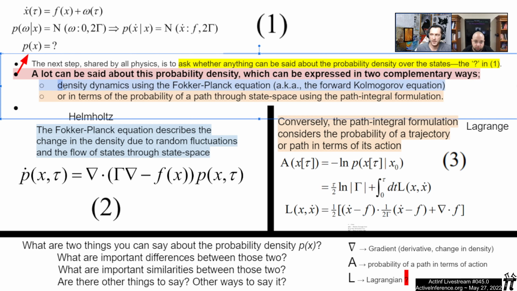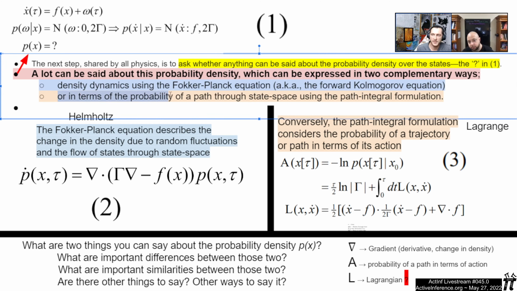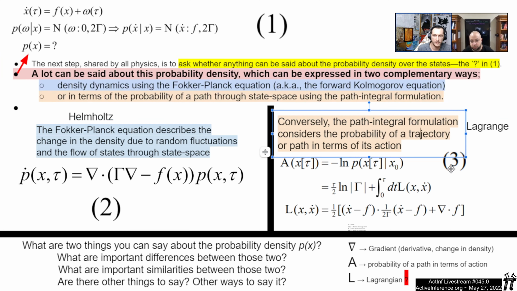Left side, blue: density dynamics using the Fokker-Planck equation, also known as the forward Kolmogorov equation. Here's formalism 2. The Fokker-Planck equation describes the change in density due to random fluctuations and the flow of states through state space. This is like a field model. And then the second complementary way, in orange on the right side, is in terms of the probability of a path through state space using the path integral formulation. And they write for formalism 3, conversely, the path integral formulation considers the probability of a trajectory or path in terms of its action.